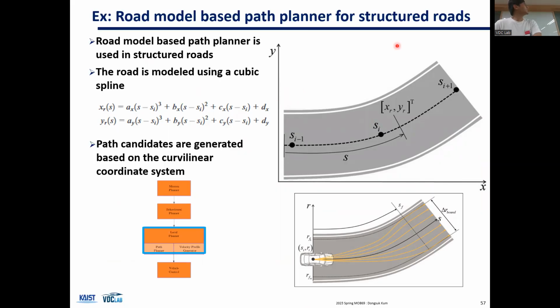Initially, you model the center of the road using cubic splines. So now you will have the S here, and then we can formulate the path into Frenet frame coordinates. In this case, the path candidates are generated based on the curvilinear coordinate system. The planner will generate the path towards this segment as the goal, for example, maybe SF, and then generates multiple path candidates.